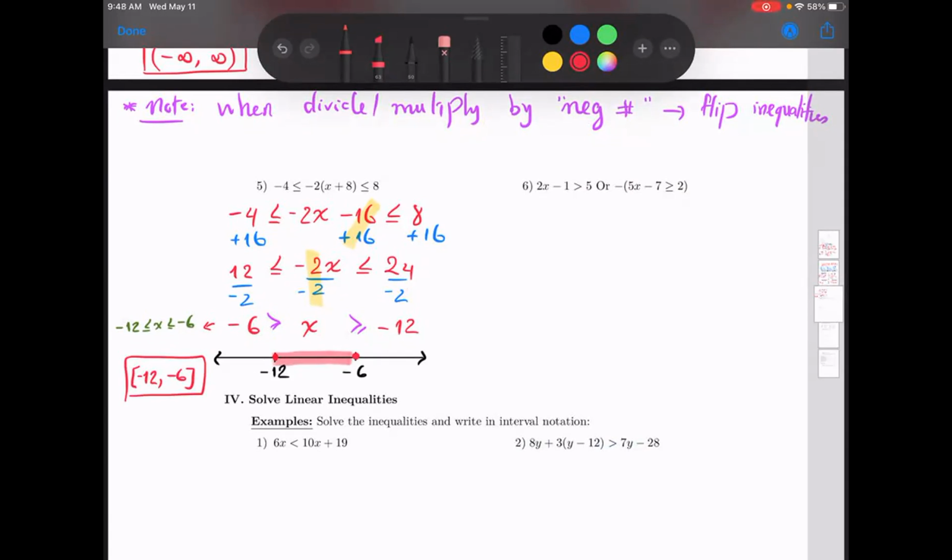Don't hesitate to ask me now. It's very much like an equation. Instead of doing 2 sides, you have 3 sides. Right? And just watch out when you divide or multiply by a negative number.